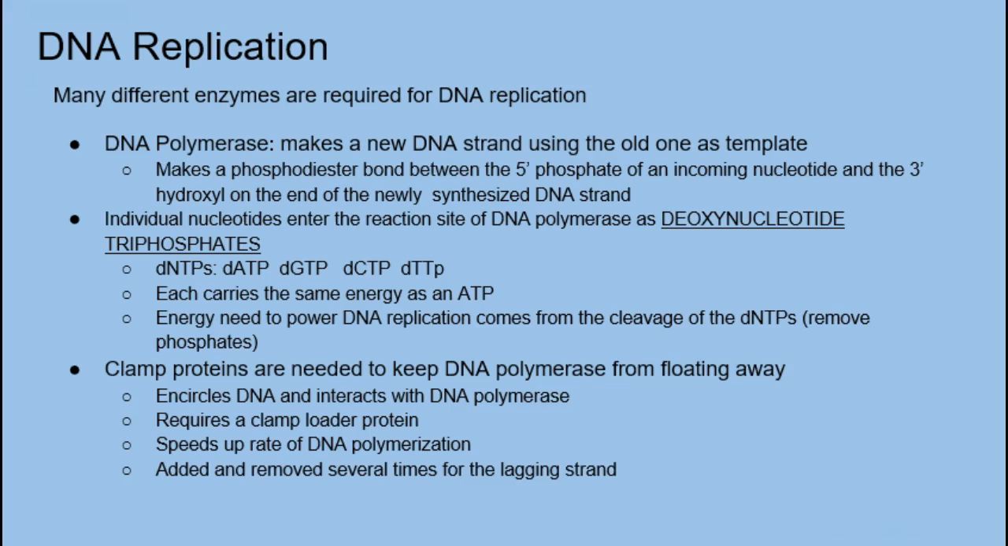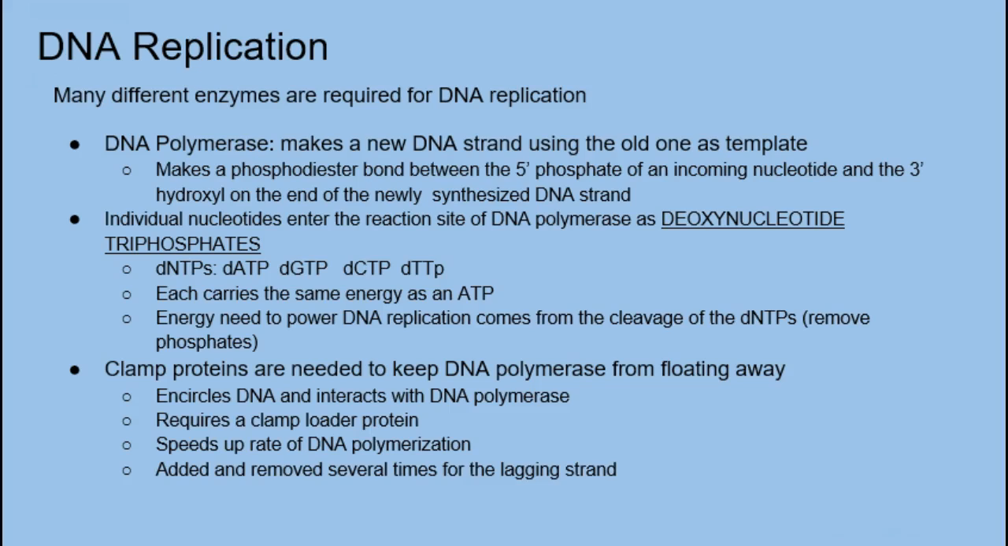They each carry the same amount of energy as an ATP molecule, and the energy needed to power DNA replication comes from the cleavage of the phosphate on the dNTPs. So one of the phosphates is removed. Clamp proteins are needed to keep DNA polymerase from floating away.